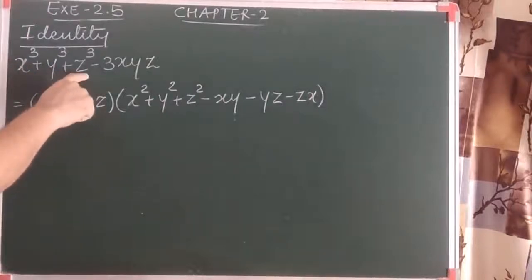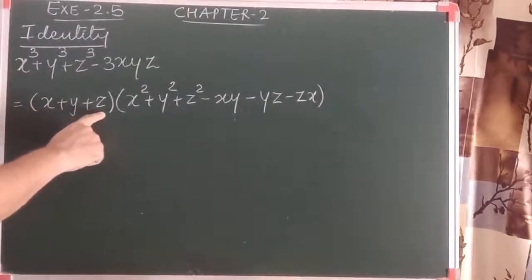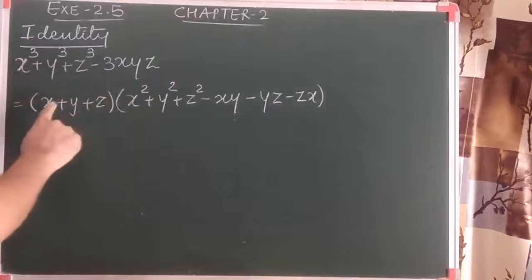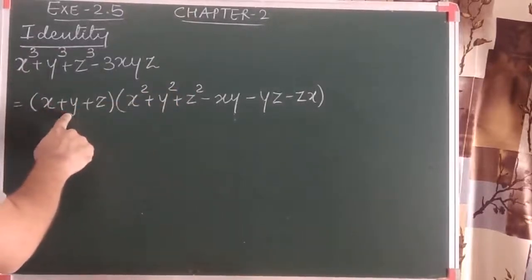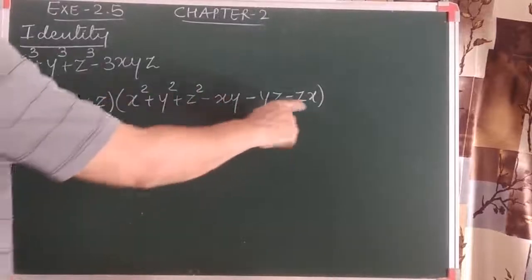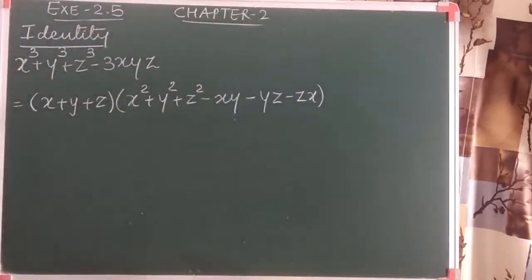The terms which are given as perfect cubes, write their cube roots. Into the second bracket, write the square of all the three terms. Then minus first into second, minus second into third, minus third into first. So this is the formula which you have to remember. Let's start with the sums.